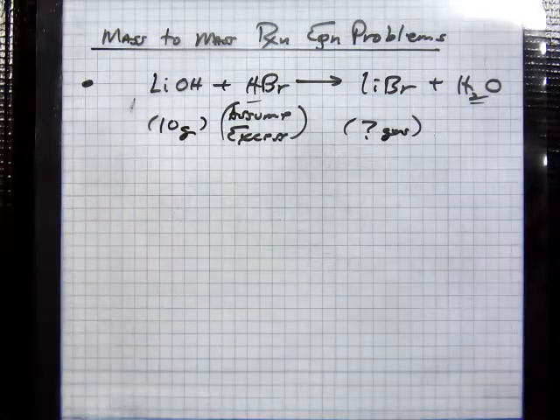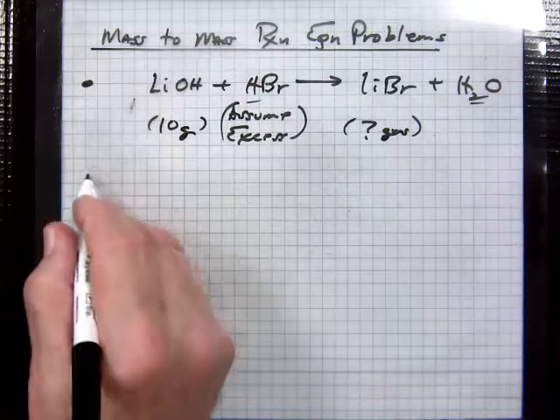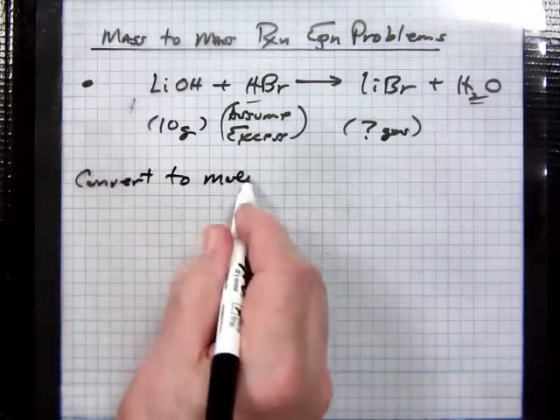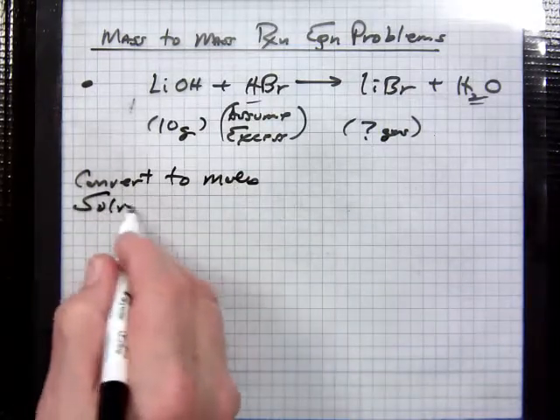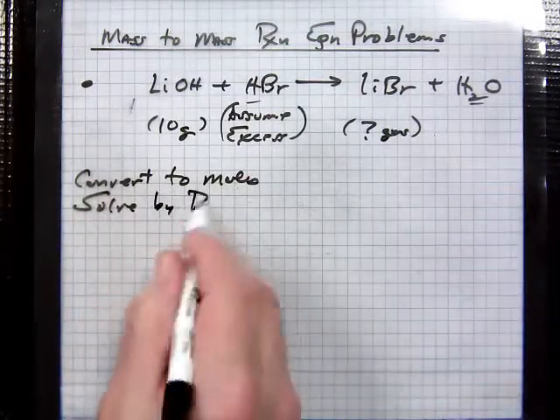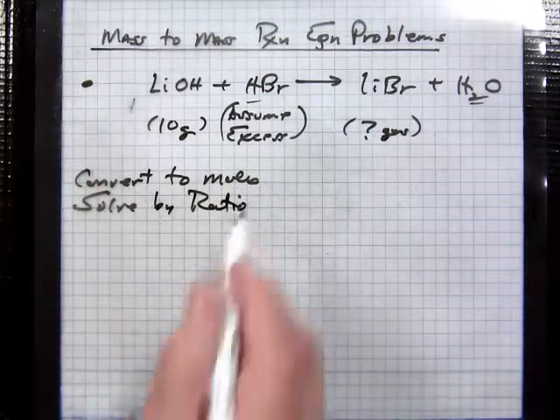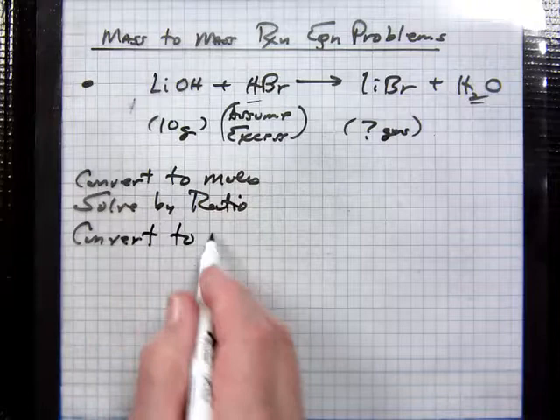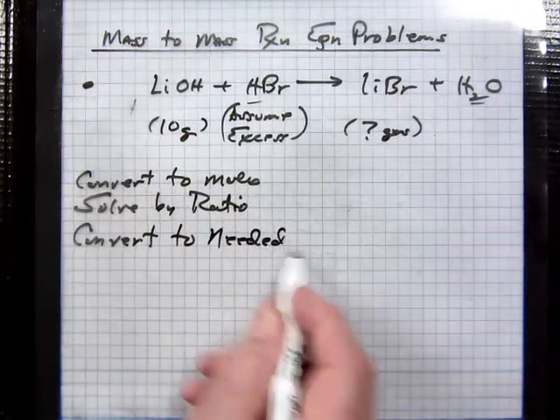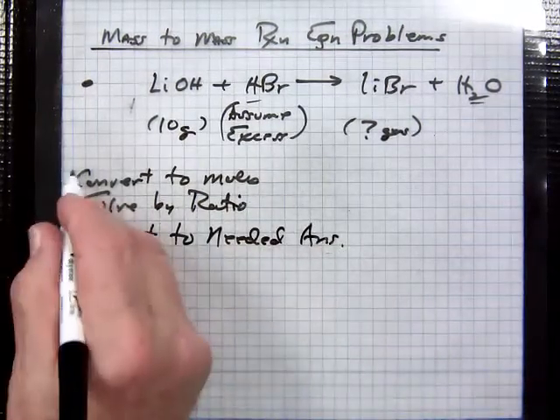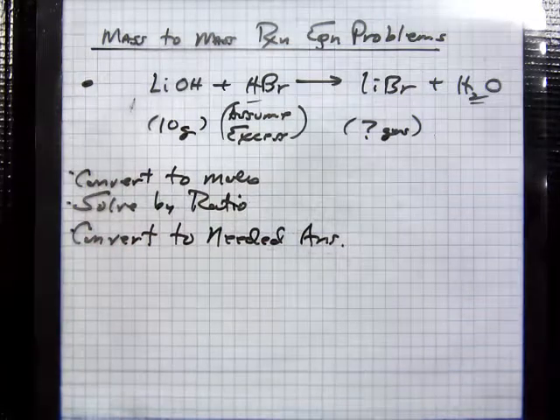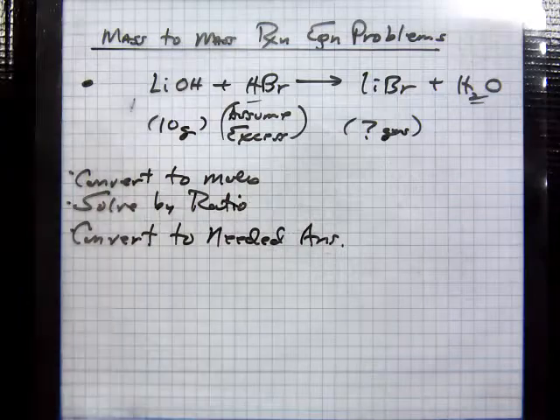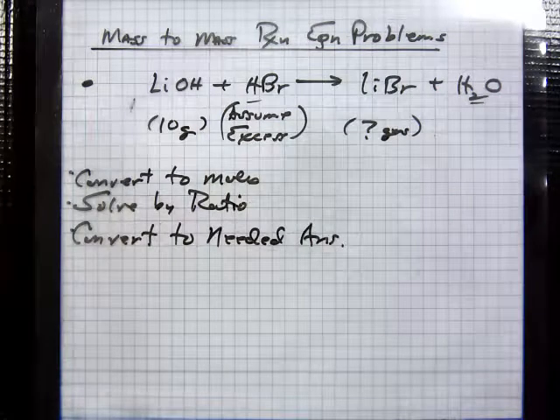Okay. What's the rule I gave you? Convert to moles, solve by ratio, convert to needed answer. That's what we did. That's the way you should do this. All of them. You'll see even the more complex problems.